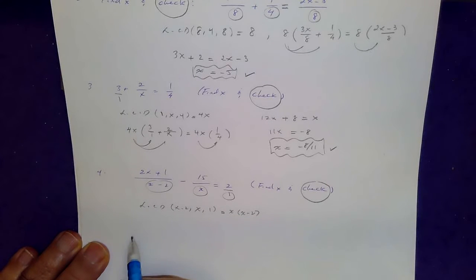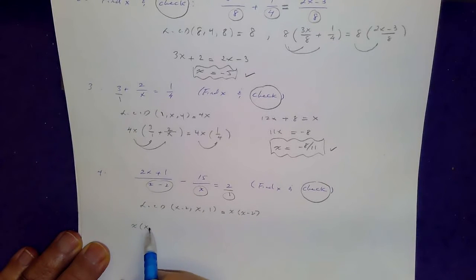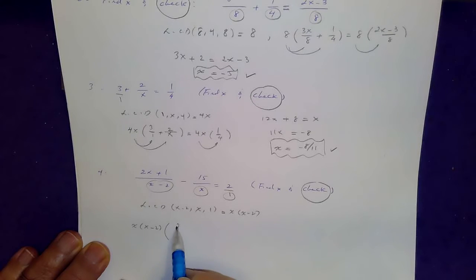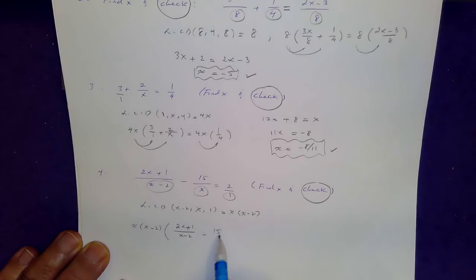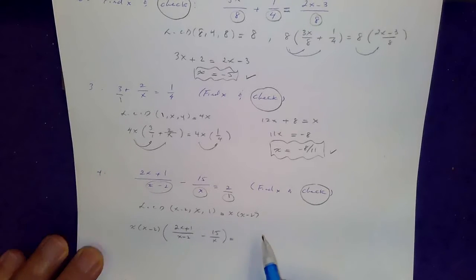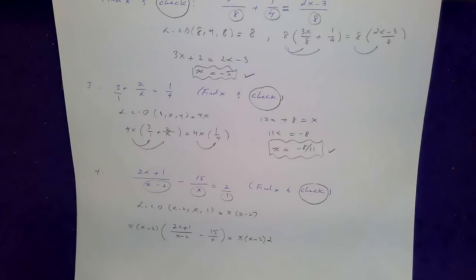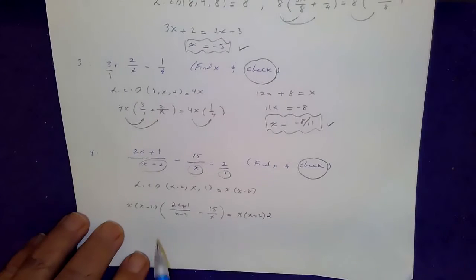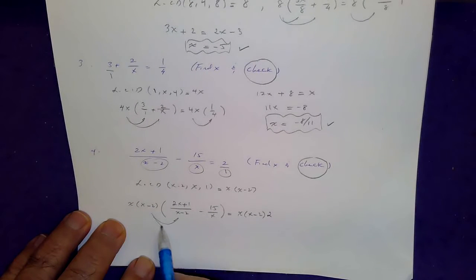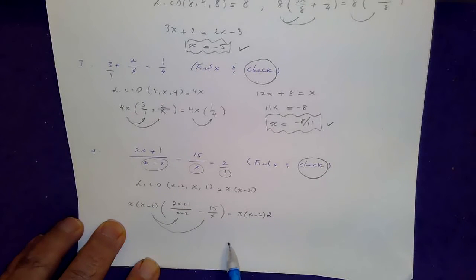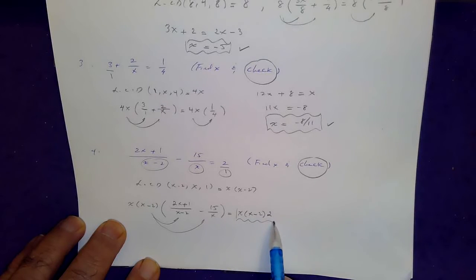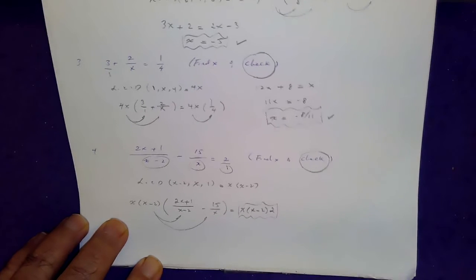The next step is multiply both sides of the equation by the LCD, which you just came up with. And that would be something like this right here. Next, distribute the LCD, correct? And multiply these out. See what you get on either side of the equation.